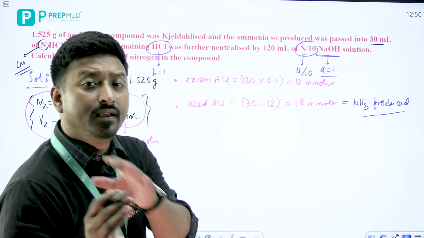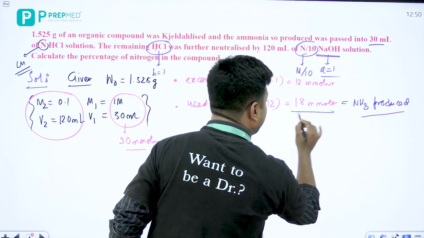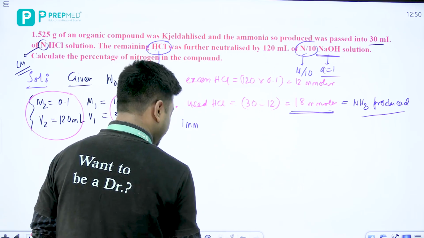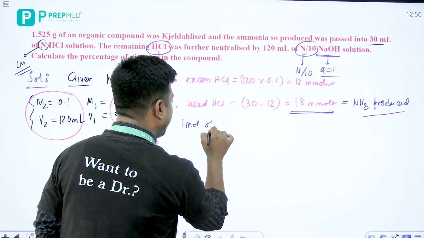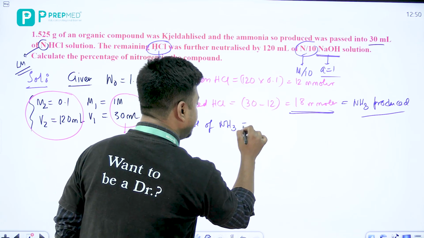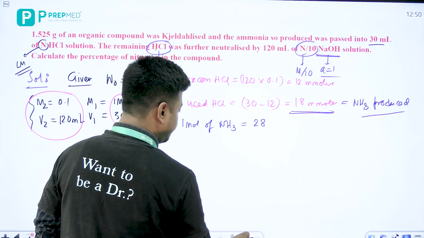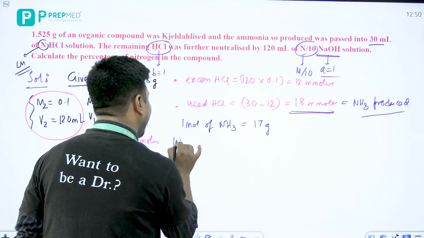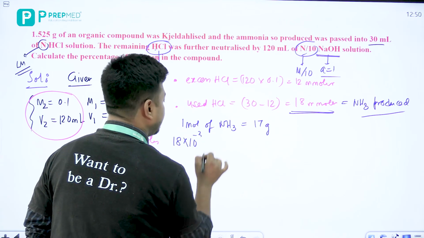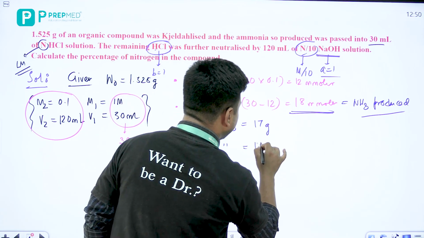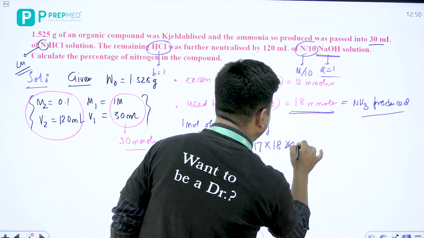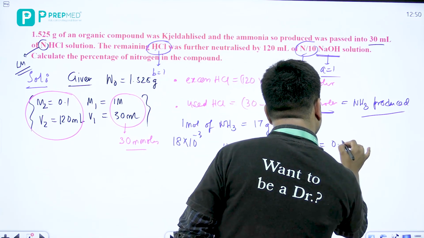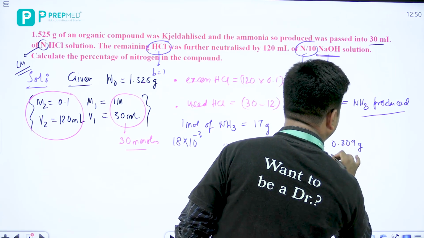Okay, so simply if I put this logic again, if this is the total amount of ammonia produced, then we can say that 1 mole of ammonia is equal to 17 gram. Okay, so we can write 18 into 10 to the power minus 3 moles is equal to 17 multiplied by 18 multiplied by 10 to the power minus 3, that is equal to 0.309 gram of ammonia.